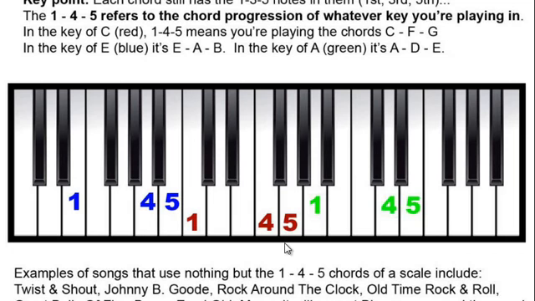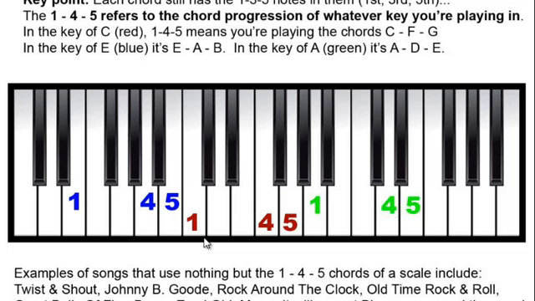Okay, so the 1-4-5 chord progression is the most popular chord progression in popular music. It's been used in everything from Twist and Shout, Johnny B. Goode, Rock Around the Clock, Old Time Rock and Roll, Great Balls of Fire, Brown Eyed Girl, Margaritaville, practically all blues songs, just literally thousands of songs. And so if someone tells you that you're going to play a 1-4-5 song, then depending on what key it's in, you can figure out what those chords are.